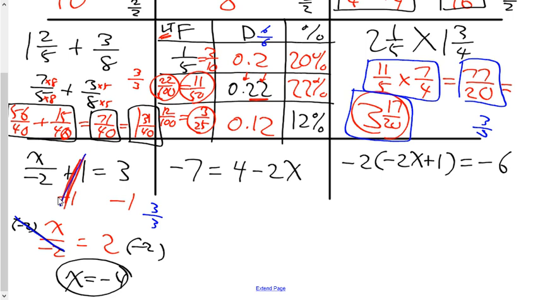In your next question, -7 is equal to 4 minus 2x. What's your constant in that equation? Positive 4. So we're going to subtract 4 from both sides and put a line through it. That's your first point. Okay.